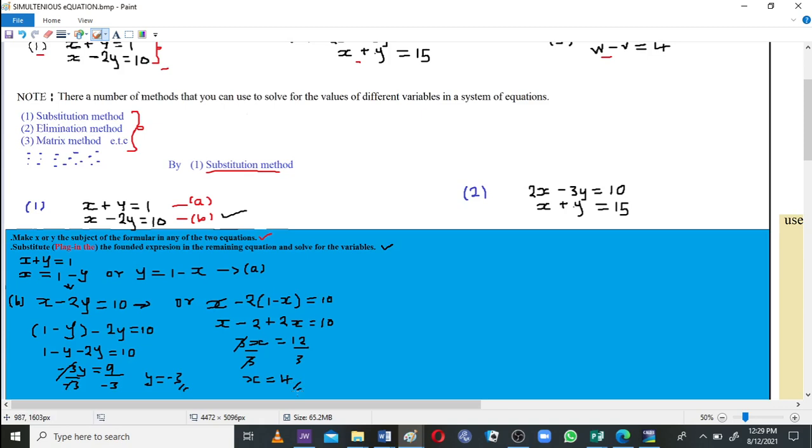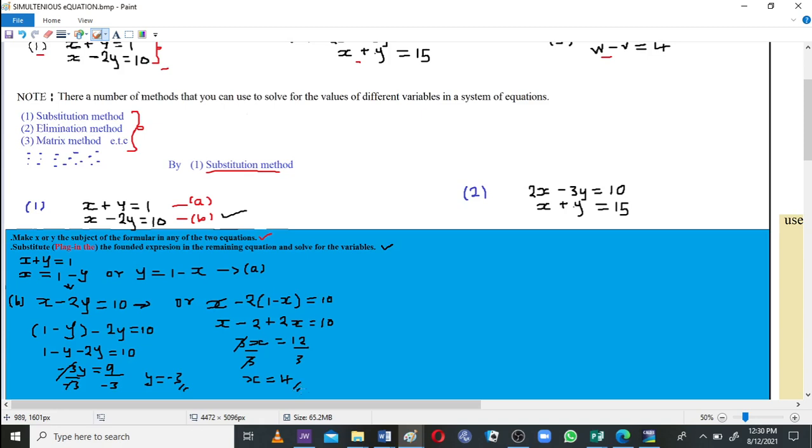So you can either choose to make x the subject of the formula and solve for y after substituting, or you can make y the subject of the formula, you substitute and solve for the value of x. So this is just the first part. You need to choose any of the two here, either x or y.